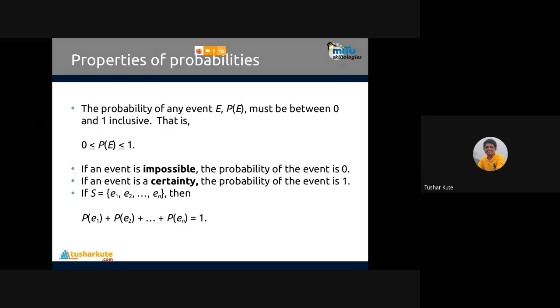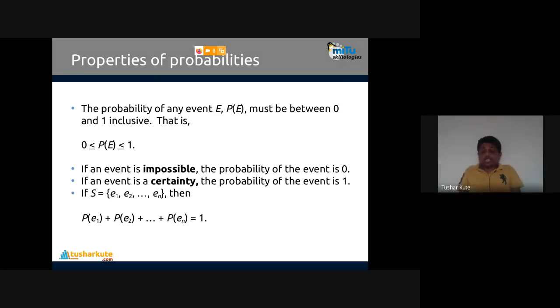The probability of event E, P(E), must be between 0 and 1 inclusive, meaning 0 is included and 1 is also included. 0 means no possibility, 0% probability, and 1 means 100% probability. But it can vary: 0.2, 0.3, 0.4, 0.5, 0.6, 0.7, 0.89, 0.95, 0.99, all of those. So P(E) is between 0 and 1.